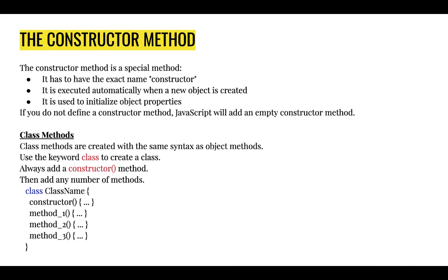The constructor method is a special method that has to have the exact name constructor. It is executed automatically when a new object is created, and it is used to initialize object properties. An object is an instance of a class. If you do not define a constructor method, JavaScript will add an empty constructor method.